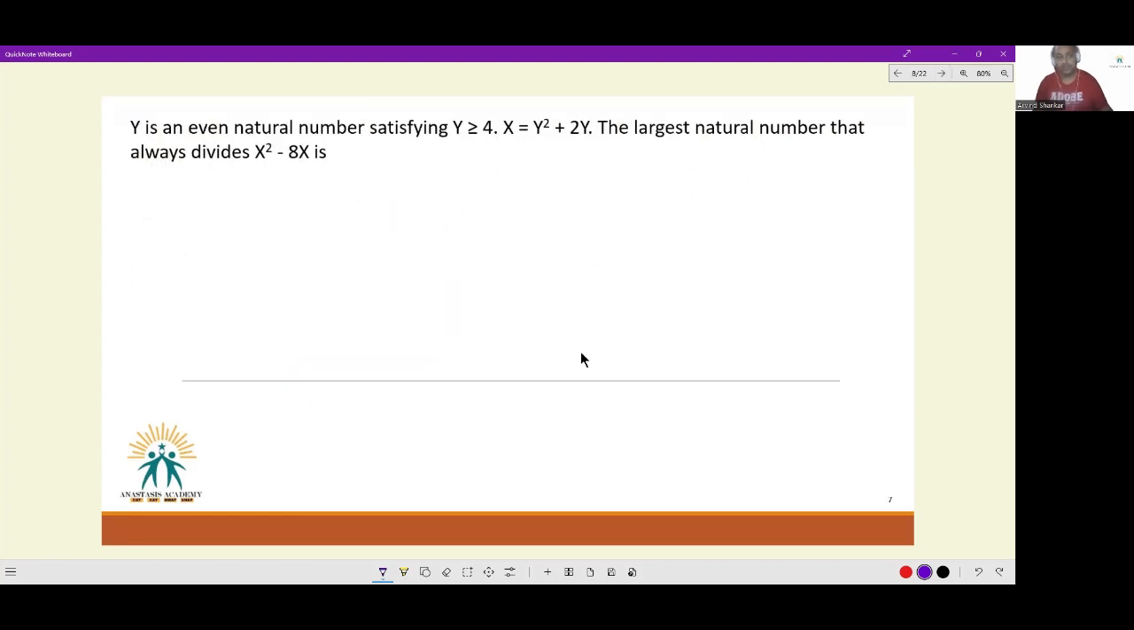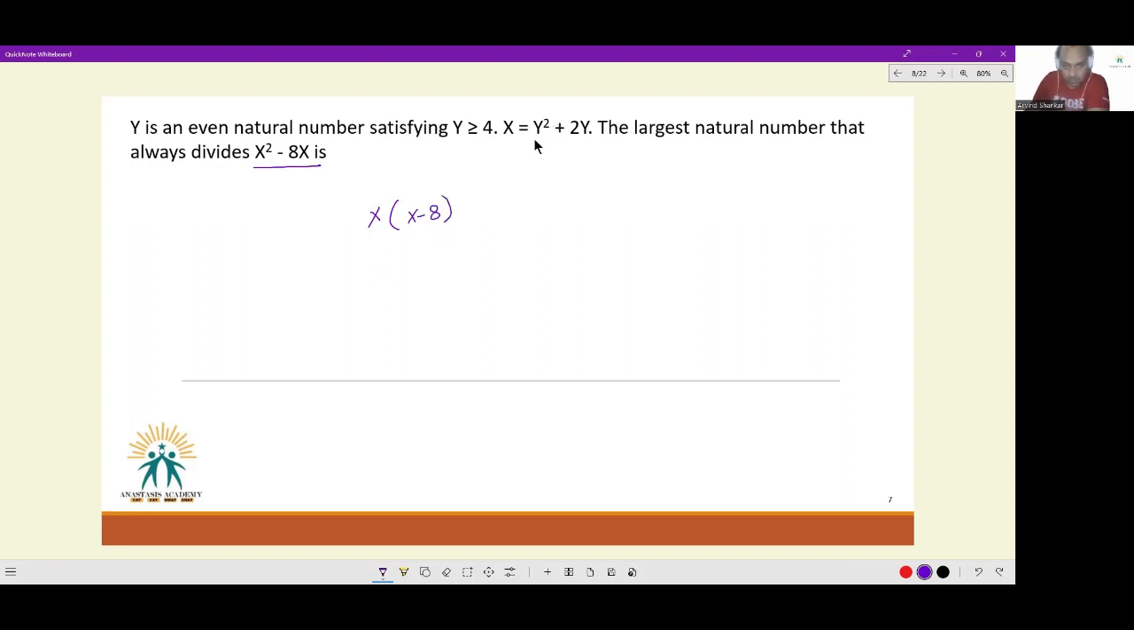Okay, next. y is an even natural number satisfying y is greater than or equal to 4. x is equal to y square plus 2y. The largest natural number that always divides x square minus 8x? Okay. Let's do some magic. First thing we will do is we have to break this down. So this is as good as x into x minus 8.